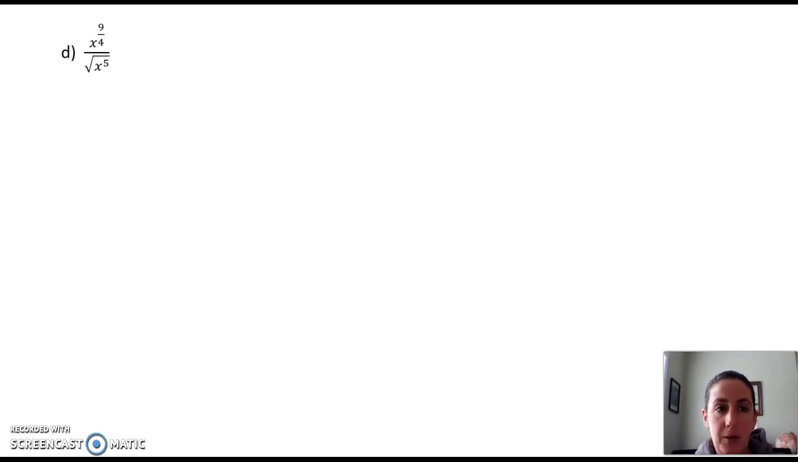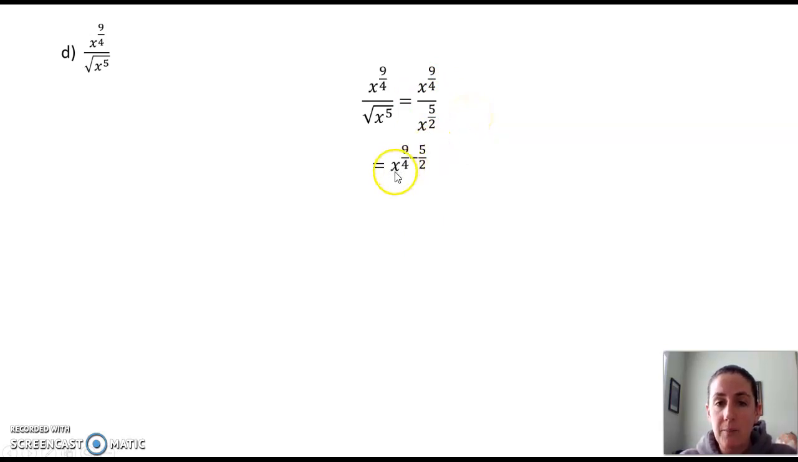Let's do another example. X to the 9/4 over the square root of x to the 5th. In order to simplify with exponents, you're going to have everything in exponent form. So we're going to have to take that square root of x to the 5th and turn it into a fraction exponent. And so now I can see that I have like bases being divided. I will subtract their exponents. So that will become x to the 9 over 4 minus 5 over 2.